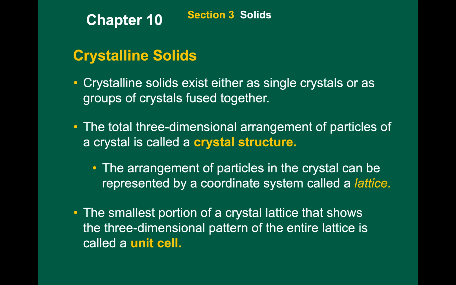And we call that arrangement a unit cell. And we're going to look at the three different kinds of unit cells here in a second. But those unit cells are really just the basic three-dimensional pattern of the crystal lattice itself.